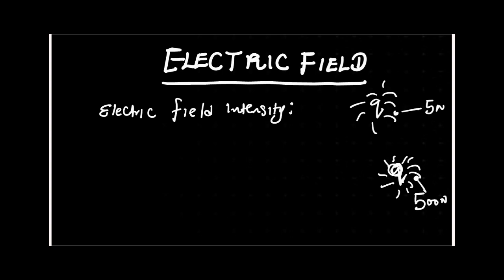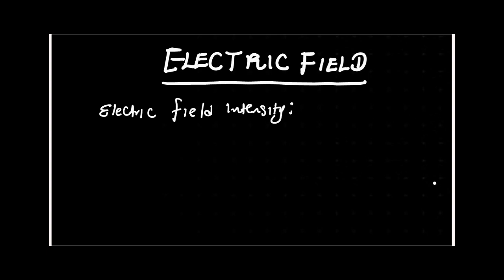What does that tell you? Both of them have a field, but the strength of their fields is not the same. The strength of this field was able to produce 5 Newton force, and the strength of this field, which is greater than this, was able to produce 500 Newton. So electric field intensity is the force per unit charge.